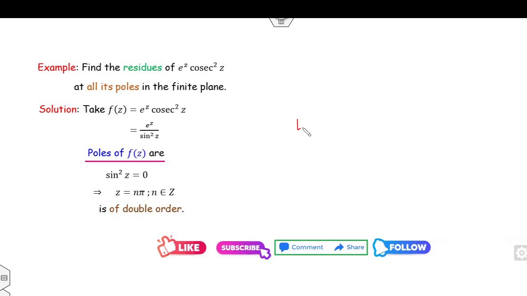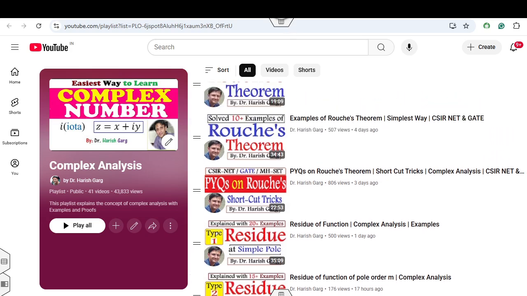Also, because this is a sequence, can you find the limit point of the poles? What is the limit point of the poles? The limit point of the poles is z equal to infinity, because if you take the limit as n approaches infinity, you can watch this lecture on the limit point of the pole.